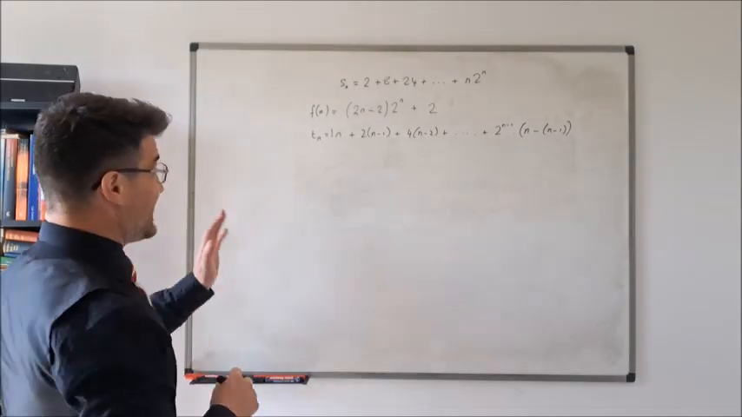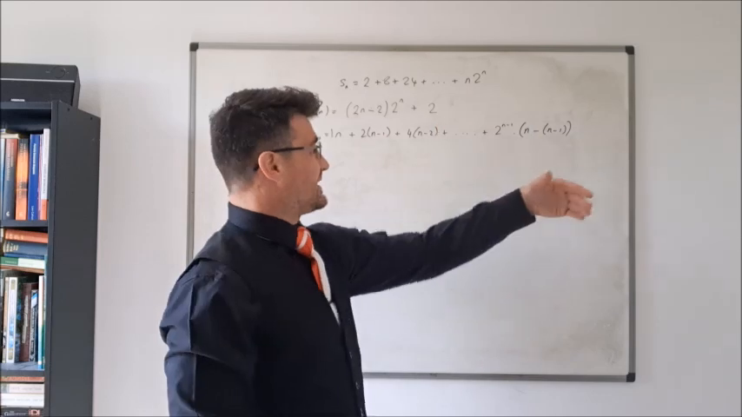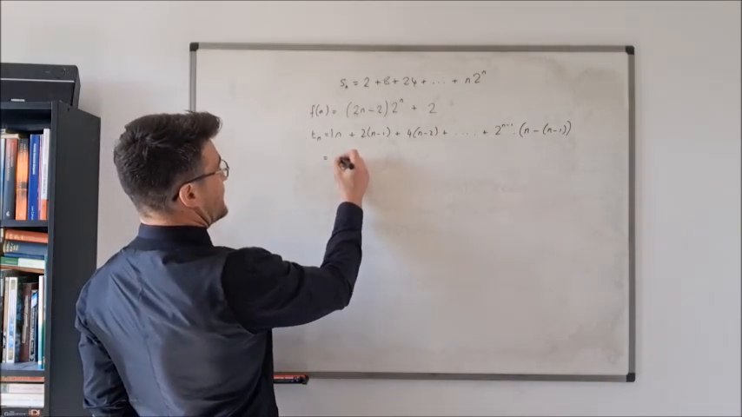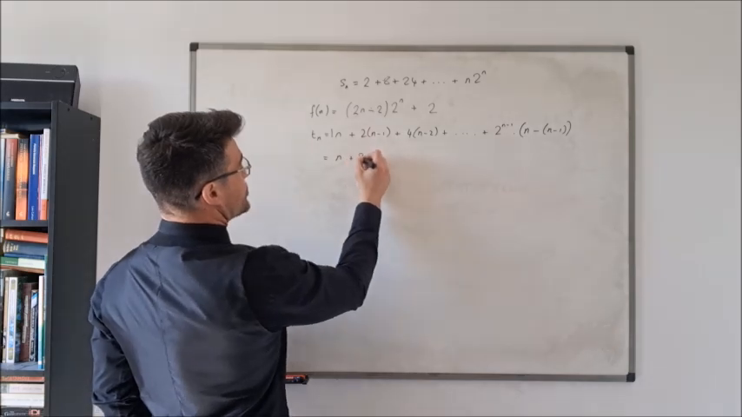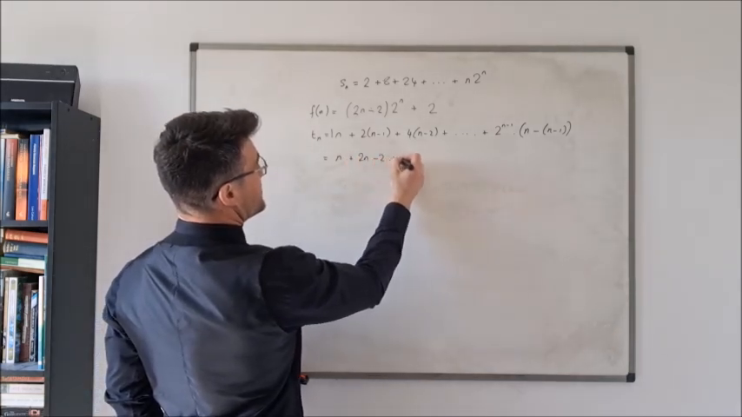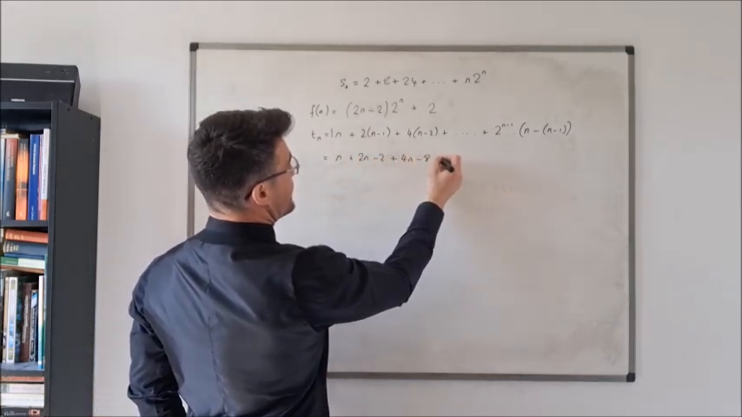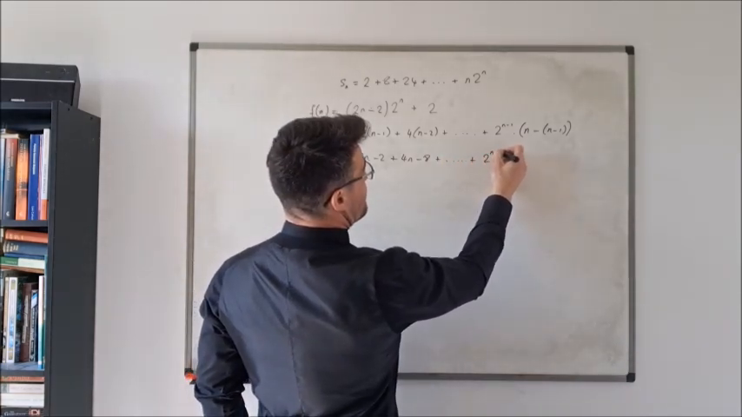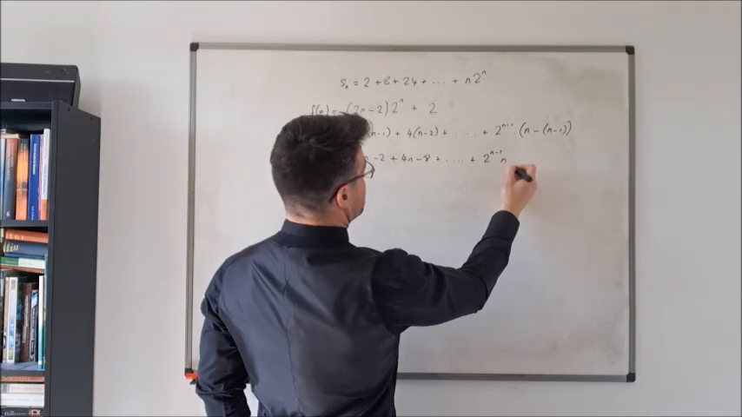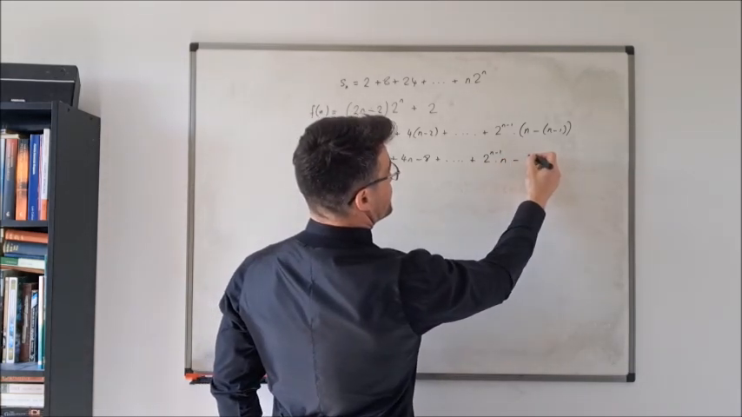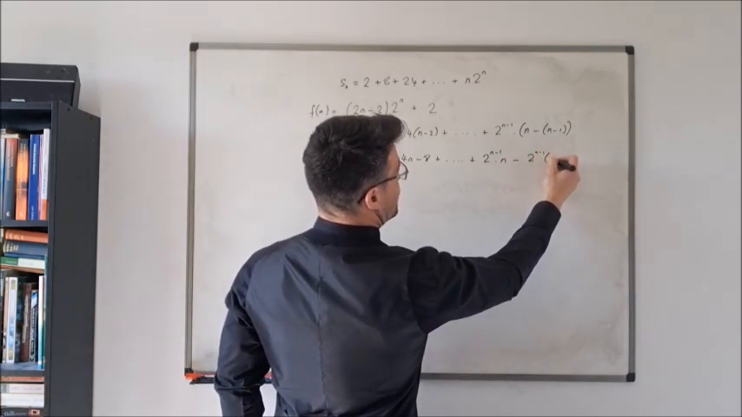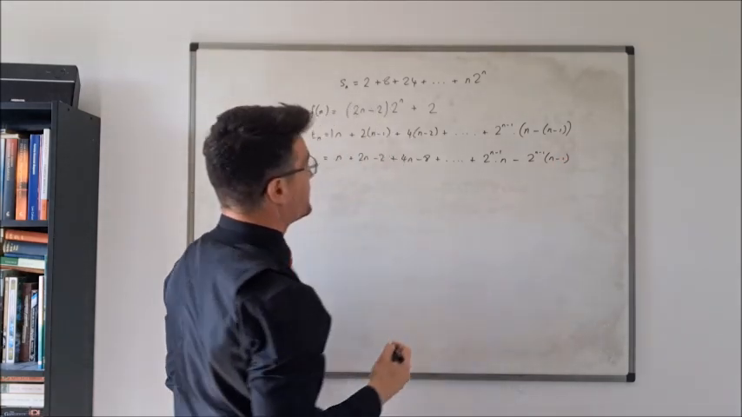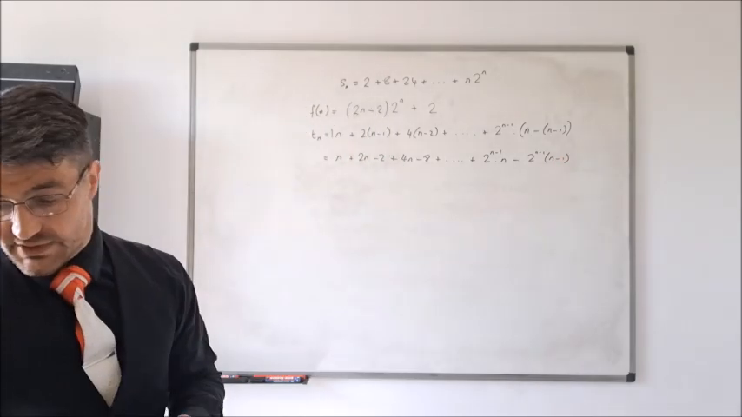Okay, so the next thing I did was expand it out. So I get, again, n plus 2n minus 2 plus 4n minus 8 plus, up to, 2 to the power of n minus 1 times n minus 2 to the power of n minus 1 times (n minus 1). Okay, hopefully that's right.